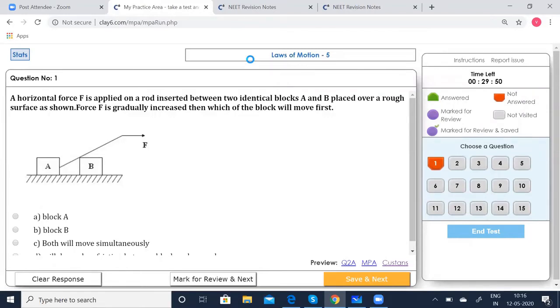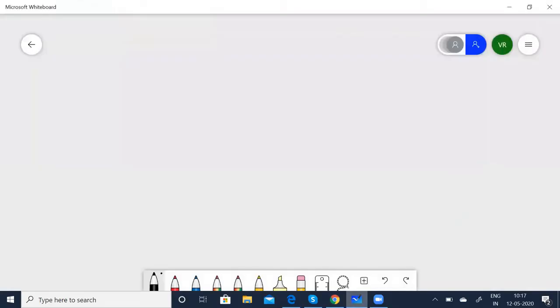A horizontal force F is applied on a rod inserted between 2 identical blocks A and B placed over a rough surface. See, it is given as rough surface, that means friction is going to play a role. So force F is gradually increased. Then which of the blocks will move first? Let's quickly solve that. Now what is going to be the net force here? Net force is given by F1 minus F2, which is equal to F.